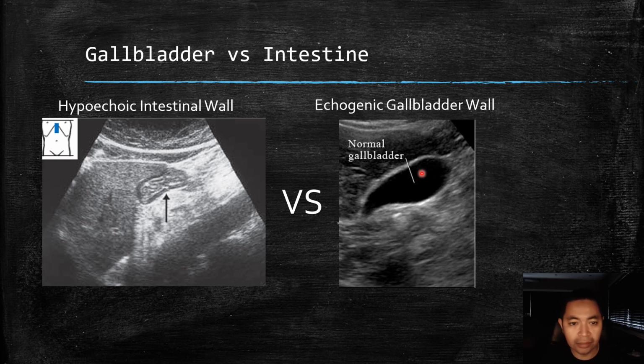The luminal characteristics may be similar in certain pathologic conditions, but the wall characteristics are usually preserved. Another point of difference is peristalsis. Peristalsis can't be seen, of course, in the gallbladder, but in the intestine, if you observe long enough, this might be visible.